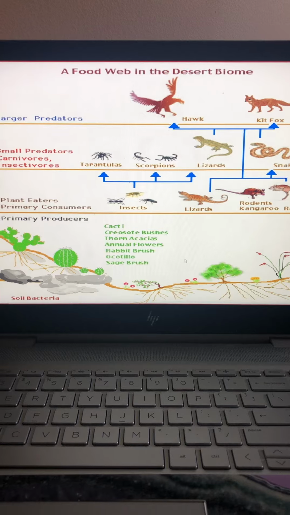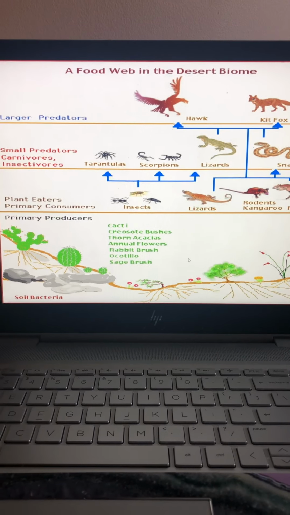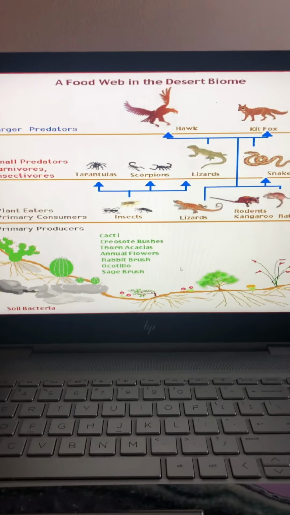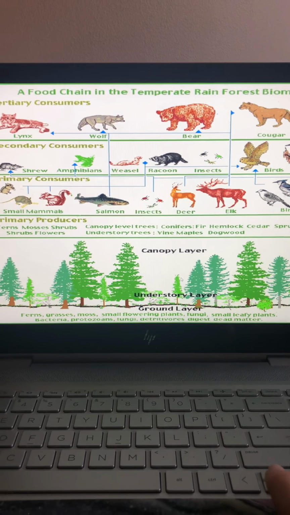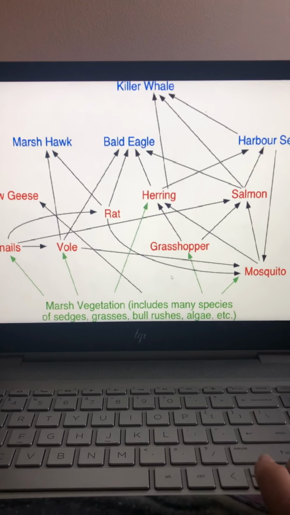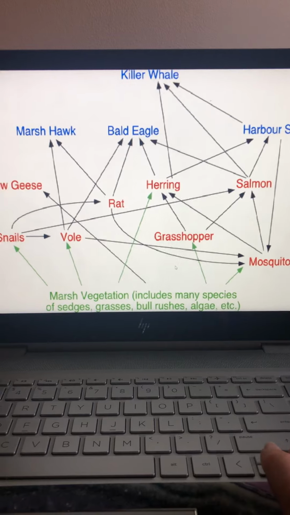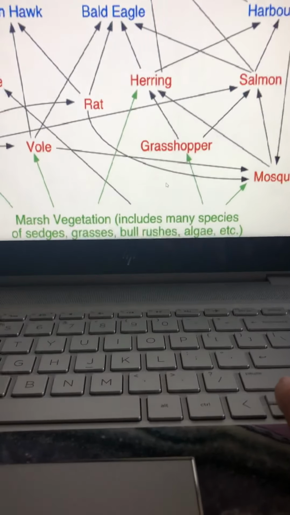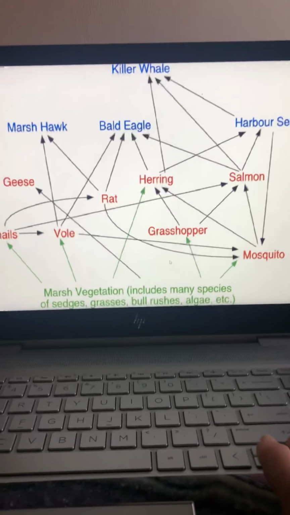This is another picture of a food web. Again, we're always going to start with our plants and then work our way up. Here's another one. Food webs, again, are a little bit more confusing, but you can see they start with the marsh vegetation and then they sort of branch off from there.